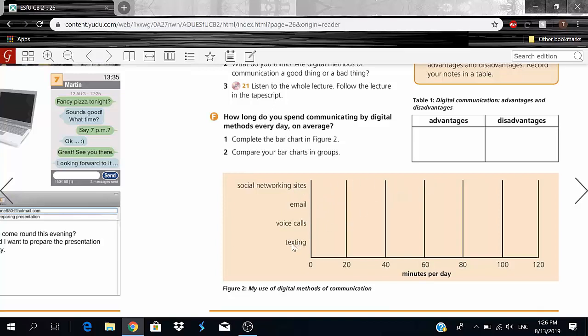And finally, we have texting. I'd say I get my fair share of texting every single day, probably around 40 minutes. So social media, 60. Email, 10 minutes. Voice calls, 20 minutes. And finally, texting, 40 minutes. Obviously, I don't encourage you to copy these numbers. Use your own numbers and don't lie, okay? Pretty simple stuff. Now let's move on to speaking, you guys.